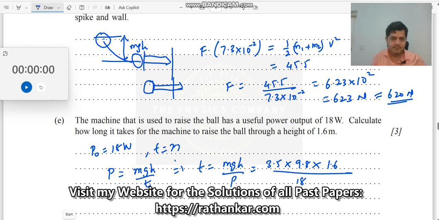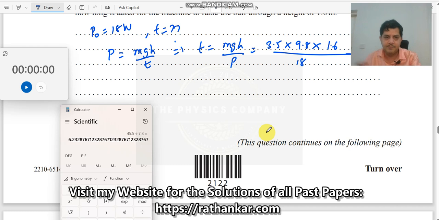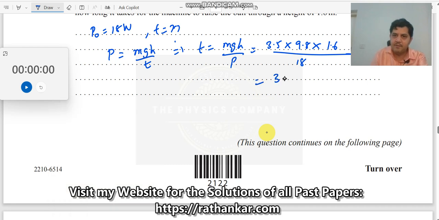What is power? 18. Now let me use my calculator. Let me scroll this up, otherwise you will not be able to see. Okay, so now 3.5 multiplied by 9.8 divided by 18. Just a minute, let me redo it. 3.5 times 9.8 times 1.6 is equal to so much, divided by 18 will give me 3 seconds. So the answer should be 3.04 seconds, or 3 seconds over here, or around 3.1 seconds.